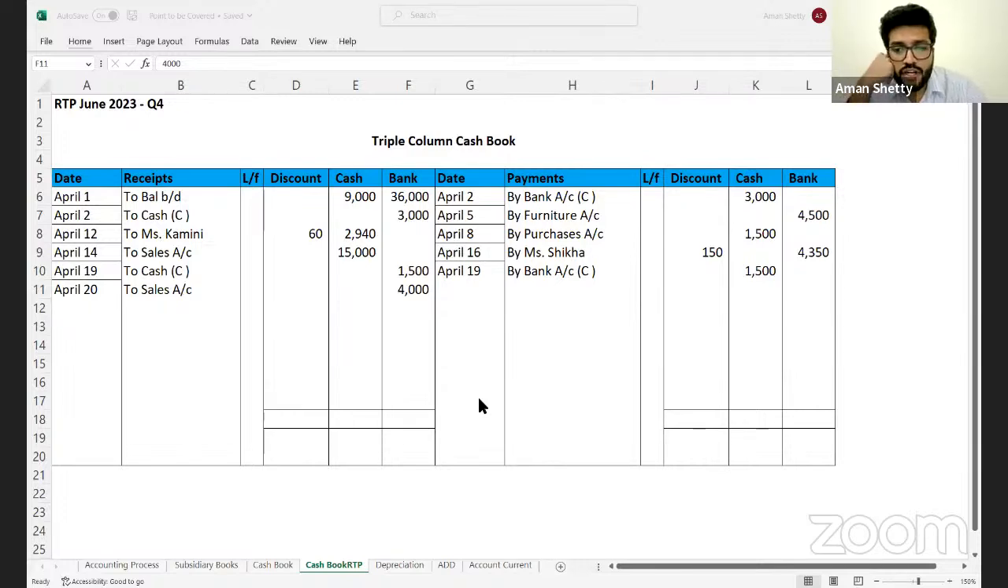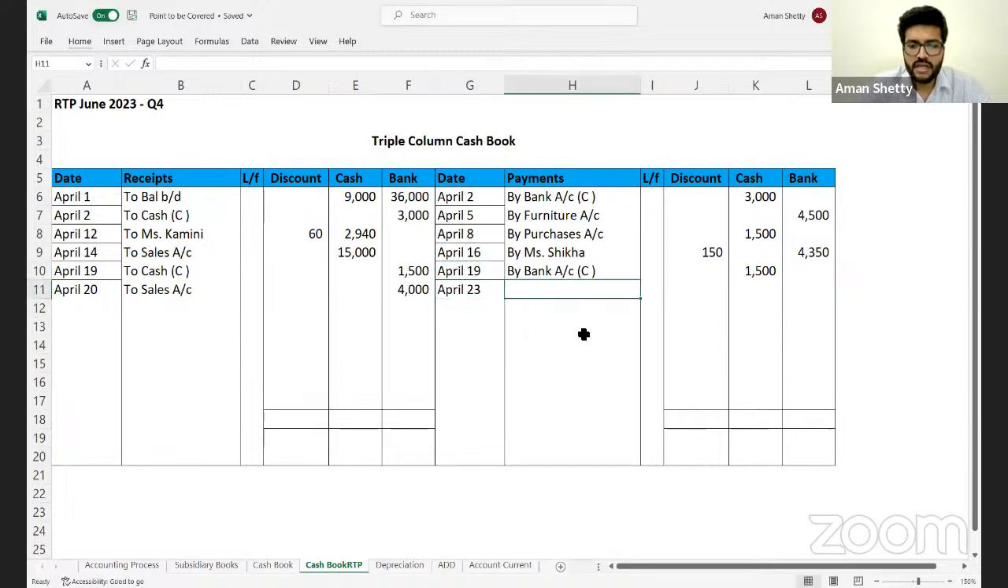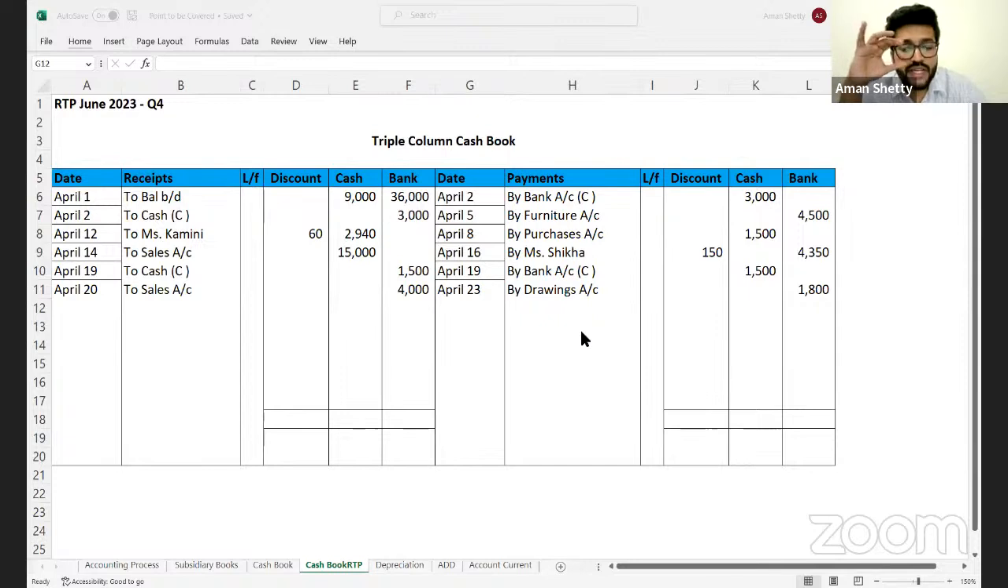23rd April, withdrawn from bank for private expenses 1,800. Tell me the entry for this. By drawings account. Excellent. By drawings account in the bank column. Withdrawn from bank 1,800. Next, April 24th, received check from Miss Rima 4,290, allowed a discount of rupees 60.